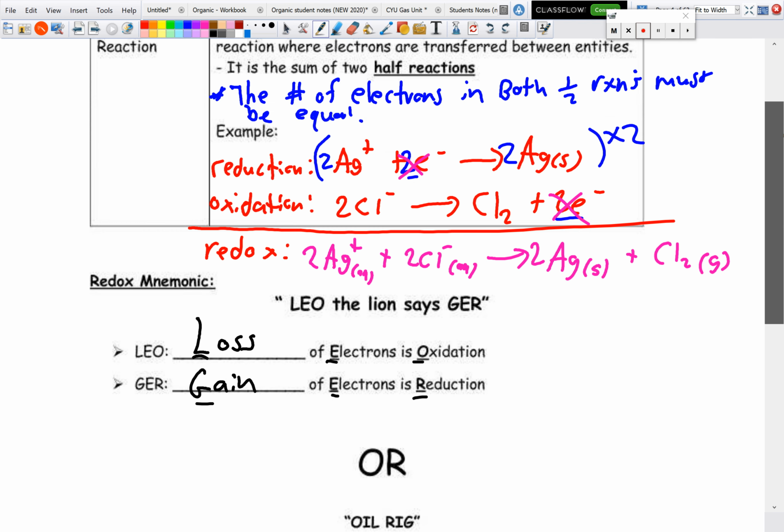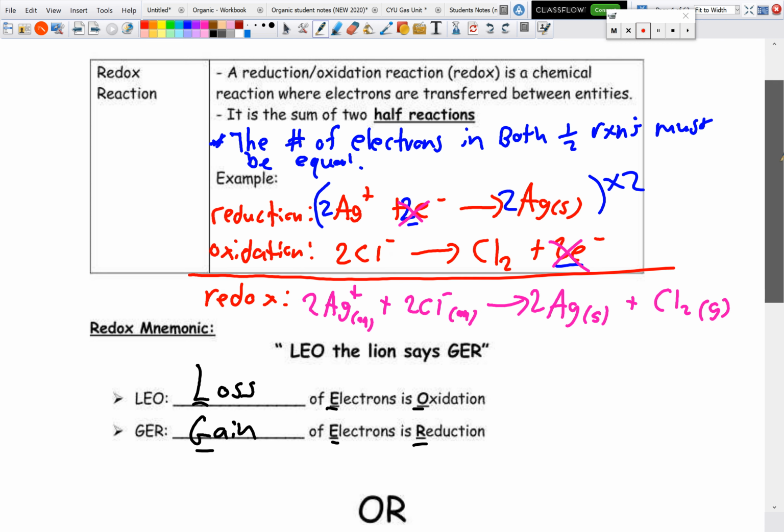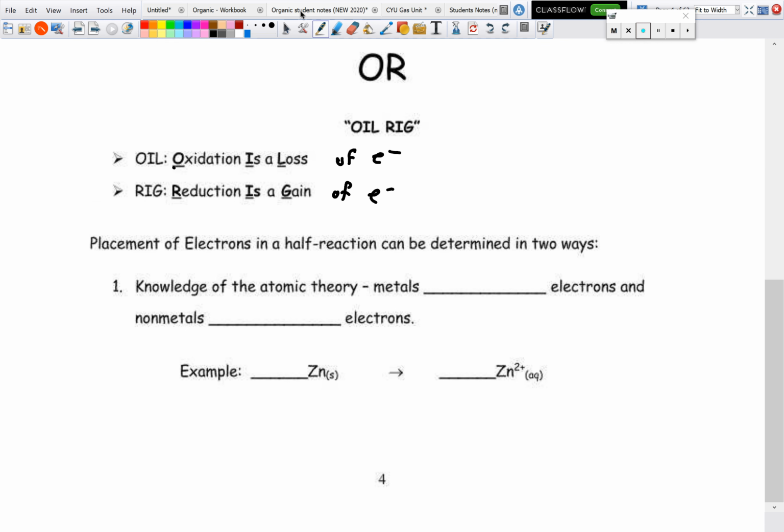Now, in our examples up here, I was going through the whole process of looking at mass and charge to figure out where the electron should go. There are other ways of knowing where electrons should be placed in a half reaction as well. One of them is the knowledge of atomic theory: metals generally lose electrons and nonmetals generally gain electrons, specifically for their elements. So for example, for zinc going to a zinc 2 plus ion, in order for that to happen, it has to lose 2 electrons. This is the same thing as forming ions. If you remember back to Chem 20, we looked at the forming of ions before.